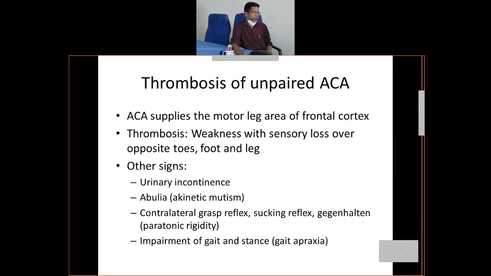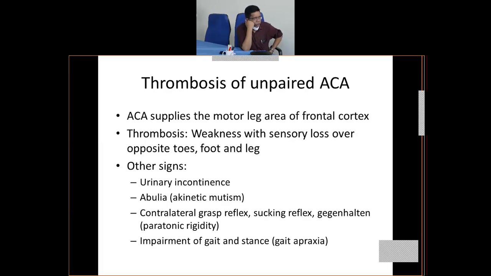Now, coming to the individual causes, the first central cause of spastic paraplegia is thrombosis of the unpaired anterior cerebral artery. How can anterior cerebral artery infarction cause weakness of both lower limbs? Normally, stroke causes hemiplegia, usually by involvement of the middle cerebral artery. If there is right-sided middle cerebral artery involvement, the person will have left-sided hemiplegia. But the anterior cerebral artery supplies the motor leg area of the frontal cortex. The right frontal cortex supplies the left leg area, so if there is thrombosis of the right anterior cerebral artery, there will be weakness or paralysis of the left lower limb.